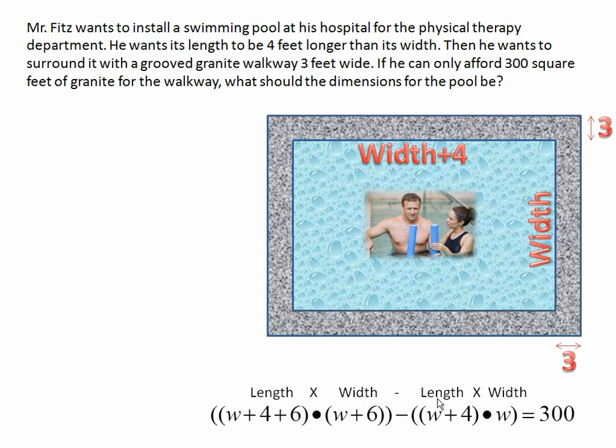Now the smaller rectangle, the actual pool itself, is the width and length. So it's W plus 4 and W. And it needs to be 300. Now, go ahead and press pause and see if you can actually work through this problem at this point, simplifying where you can, distributing appropriately, and see if you can bring it to a conclusion. And then I'll walk you back through it. So press pause now.